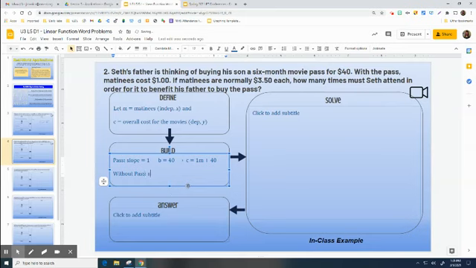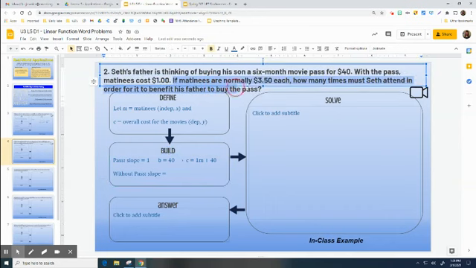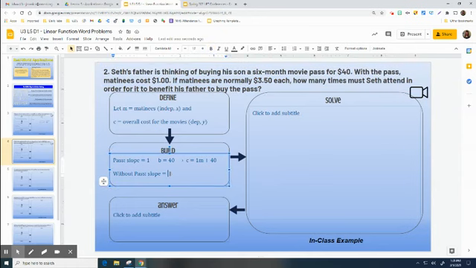So without a pass, my slope is, well, how much does it cost me per movie if I didn't buy the pass? And it's right here in the words: if matinees are normally $3.50 each. So this is $3.50. But if I don't buy a pass, then I don't have to pay any money up front. So that means my B is 0 for without a pass. I don't have an initial fee that I have to pay if I don't purchase the pass.